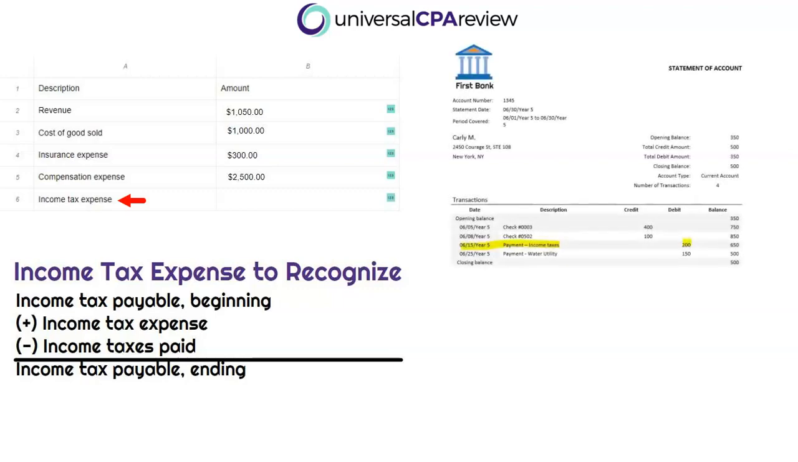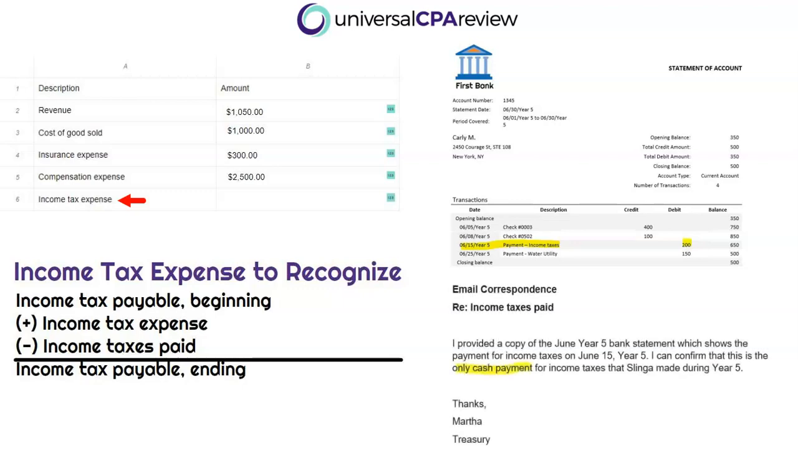The first exhibit we need to take a look at is that bank statement for June of year 5 from First Bank. So when we pull up that statement, we see that on June 15th of year 5, they made a payment for income taxes of $200. So that means a $200 check was probably cashed by the government, right, for that income tax payment. Now, we don't know if this is the only cash payment that was made for income taxes during the year.